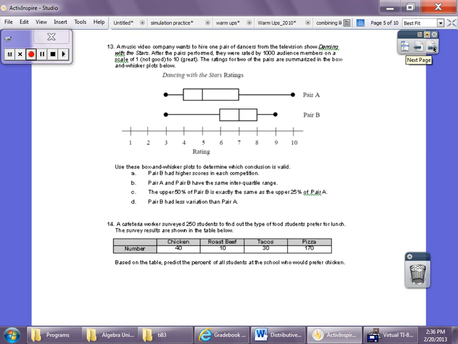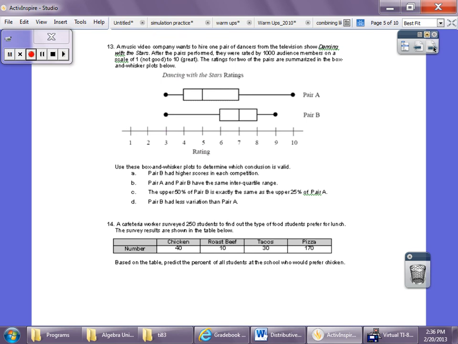13, a music video company wants to hire one pair of dancers from the television show Dancing with the Stars. After the pairs performed, they were rated by 1,000 audience members on a scale of 1 to 10. The ratings of the two pairs are summarized in a box and whisker plot. Use these box and whisker plots to determine which conclusion is valid.